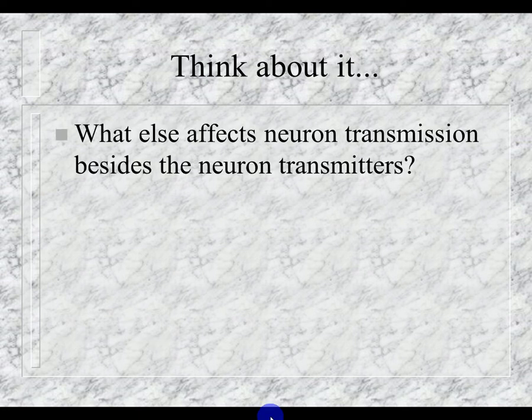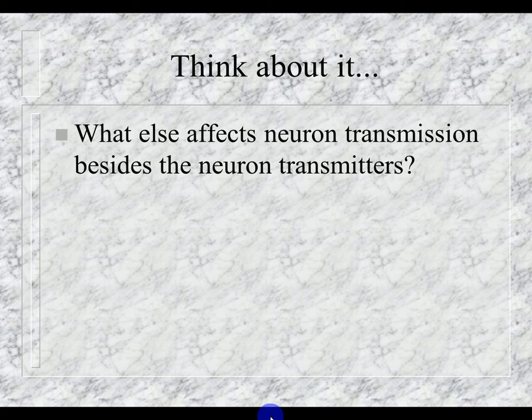All right, so what else affects neuron transmission besides neurotransmitters? Well, lots of things can do that. The distance between the actual impulses or neurons can matter, because if it's too long between them and you don't have those interneurons functioning, then you're not going to get a full impulse.